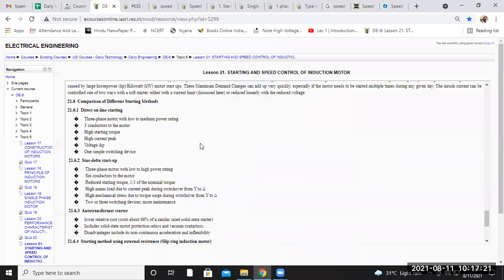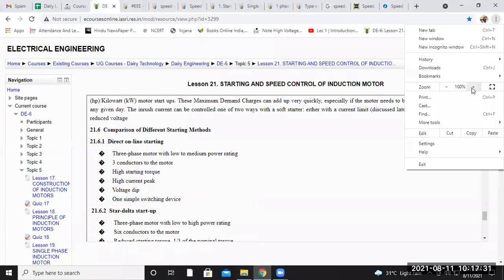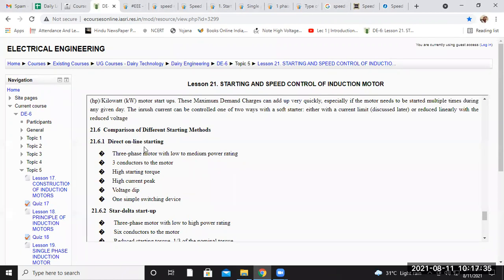So these are some points related to the starting methods. You must take a screenshot of this one also. This is for the direct online starting method. Some important points related to the direct online starting method: it is for a three-phase motor with low to medium power rating, that means up to 5 horsepower. You can use this direct online starting method.